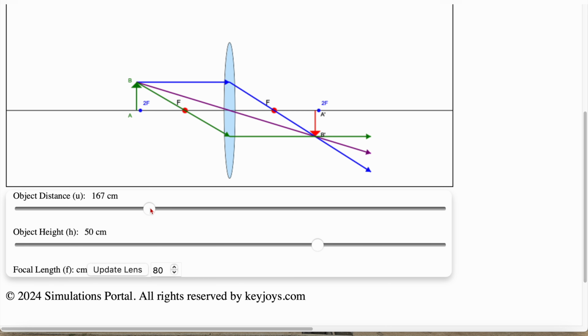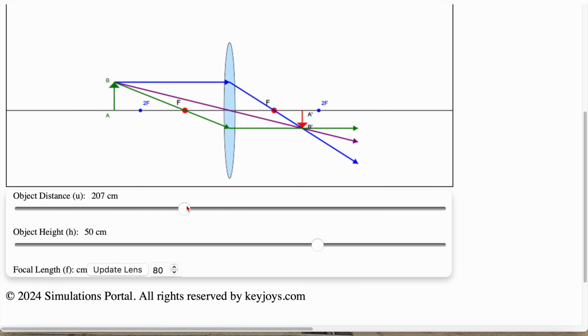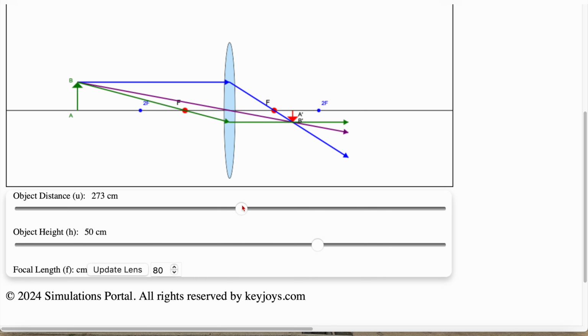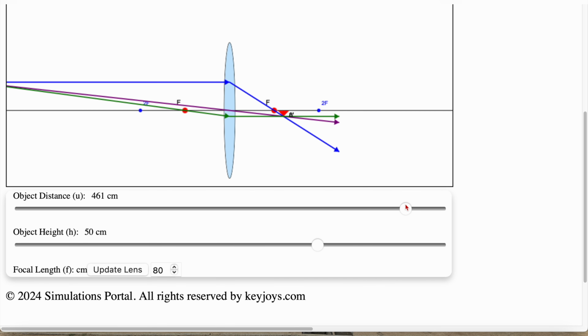Now if I increase the object distance further, taking the object away, you will find that the image comes closer and closer, and when the object goes to infinity, the image comes to the principal focus. But it is very small, diminished actually.